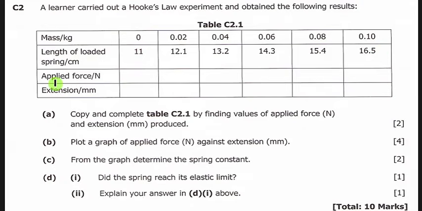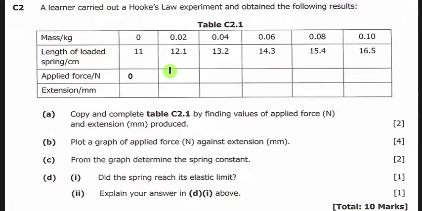Then they are saying, A, copy and complete table C2.1 by finding values of applied force and extension in millimeters produced. So we need the force here. If there was no mass here, then the force should be 0, guys. Now, if the mass was 0.02 kg, then what will be the force?